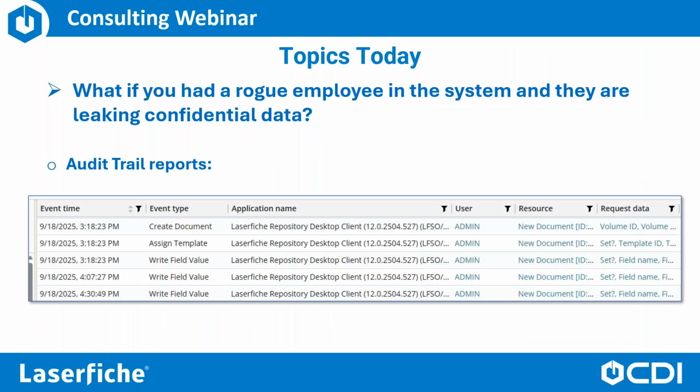All right. An audit trail report will have lots of information: the event time, the event type, the application that was doing that. You can even sometimes capture which workstation that event occurred on, who did it, and all the other information that is available in Laserfiche can be reported on as well. So a great tool.